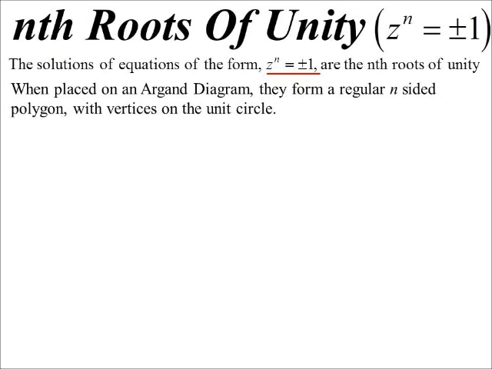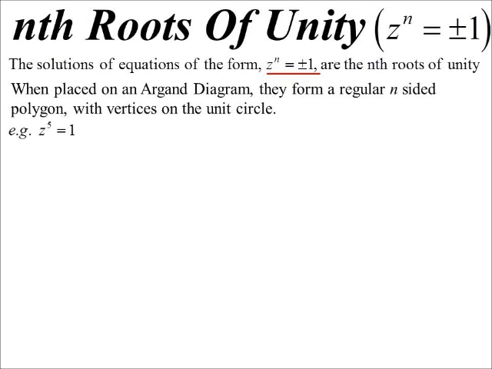the Argand diagram. So this particular one, because it's z to the power of n is equal to plus or minus 1, we know the modulus is always going to be 1, because the nth root of 1 is always 1. So we know they're going to lie on the unit circle. And so if we were to join up all the solutions, we'd end up with a regular n-sided polygon. So 4 solutions, we get a square and so on.